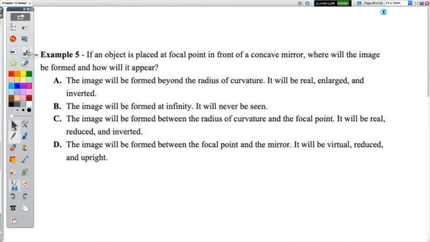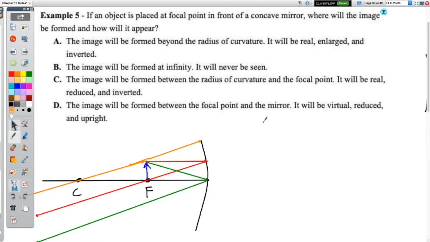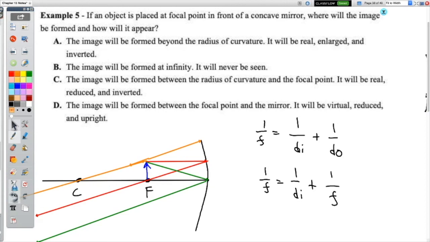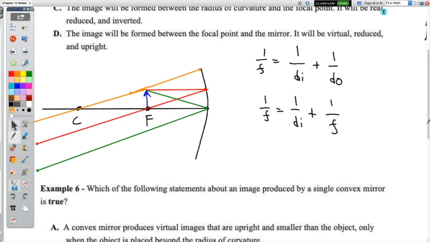Okay, let's see if we can use the math to back us up on 5 from our ray diagram. Remember, our ray diagram gave us B, said the image will be formed at infinity. Can the math back us up here even? You bet. So let's see. We have 1 over f equals 1 over di plus 1 over do. Now we're saying that the distance of the object is f, right? The distance of the object is the focal length. So 1 over f equals 1 over di plus 1 over f.